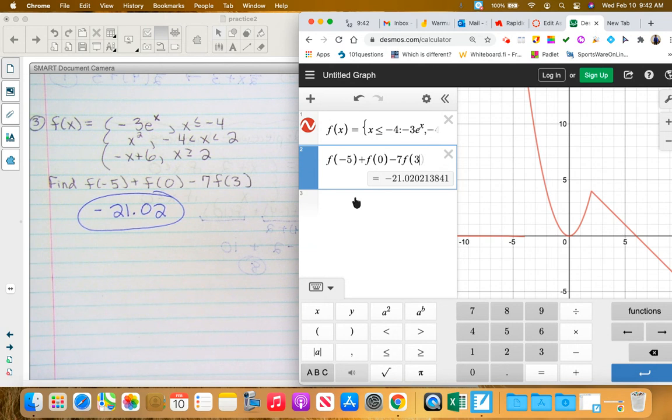So take home point, make sure you know how to substitute numbers and expressions into your function. Sometimes you'll get numbers back, sometimes you'll get variables back. If you're typing it into Desmos, you have to put the restriction first, followed by the colon, and then type your function in and put a comma. And then once you do that, you'll be able to use Desmos.